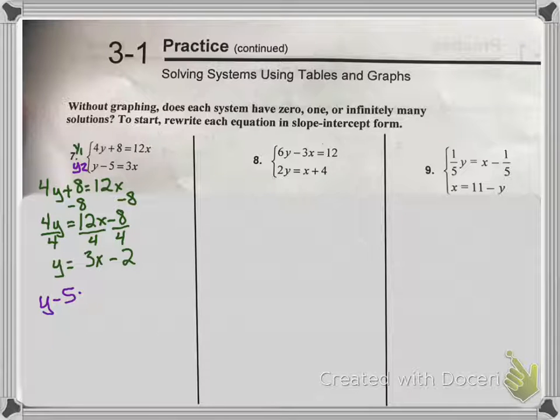Okay, y2 is my second equation. y minus 5 is equal to 3x. I'm just going to move my 5 over by adding it to both sides. And I have y is 3x plus 5.